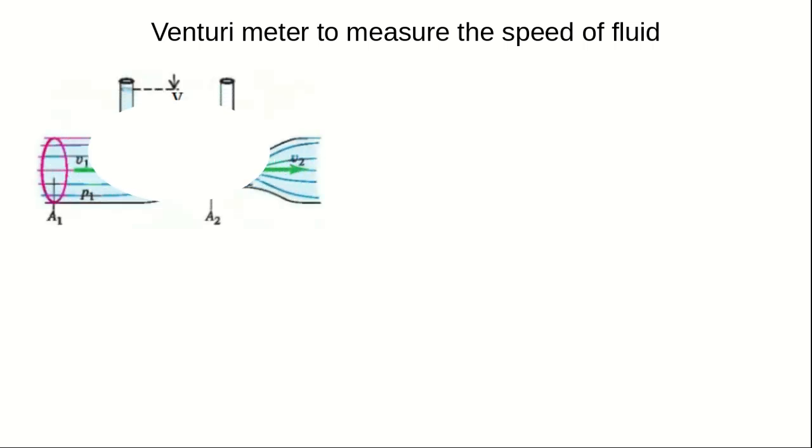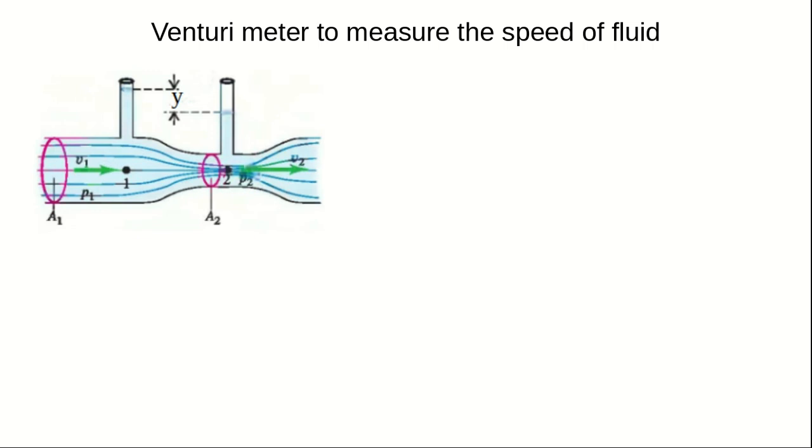In this video we are going to be looking at the Venturi meter and how it is used to measure the speed of fluid flowing through the pipe. Right, so let's look at a typical diagram of the Venturi meter, which is giving us this. So in this case we're interested in calculating the velocity at this point, the fluid velocity at this point.